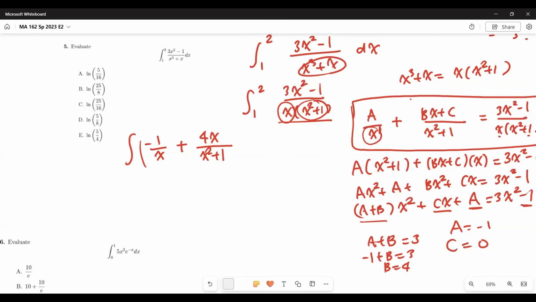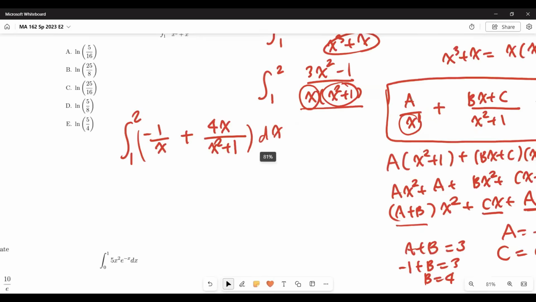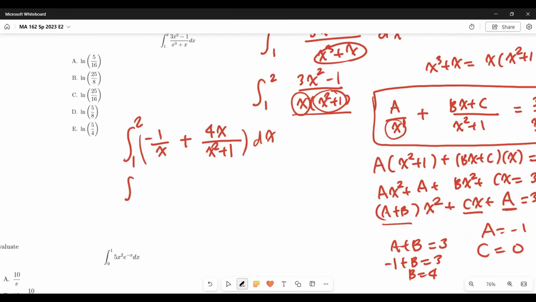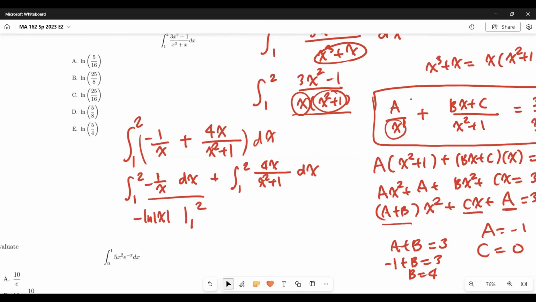And integrating from 1 to 2, and it's dx. Okay, so we have that. And then if you write this as, we can actually separate it first, right? Let's separate this. Negative 1 over x, integral from 1 to 2, negative 1 over x dx plus the integral from 1 to 2 of 4x over x squared plus 1 dx. This is just negative ln x from 1 to 2, right?